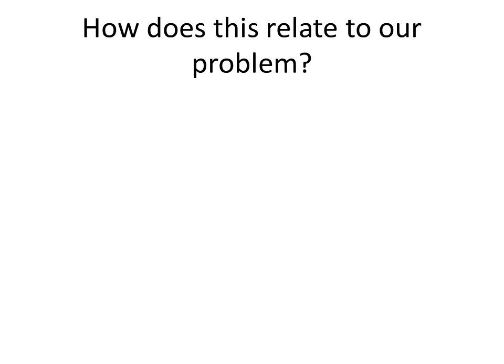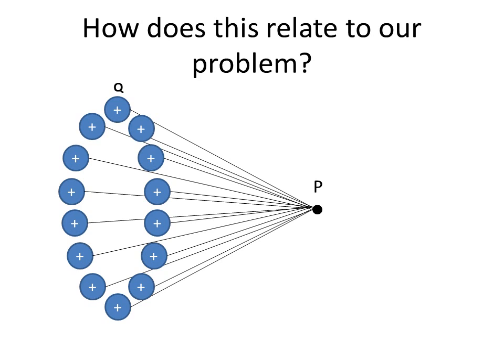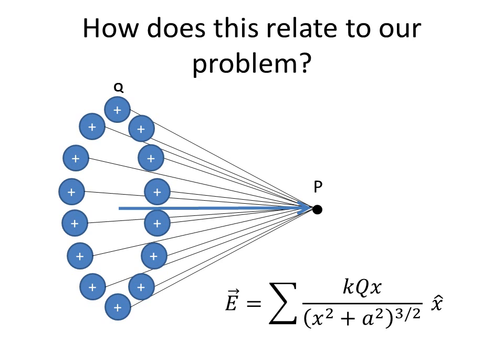But how does this problem relate to our initial problem? Well, instead of just 2 point charges, what if we had many point charges that were evenly distributed to form a ring? As we saw from the previous example, the y and z components of the electric field would be equal to 0 because the symmetry of the system would cause them all to cancel each other out. We are left with an x component of the electric field that is equal to the sum of all the individual x components of the electric fields generated by the individual point charges.